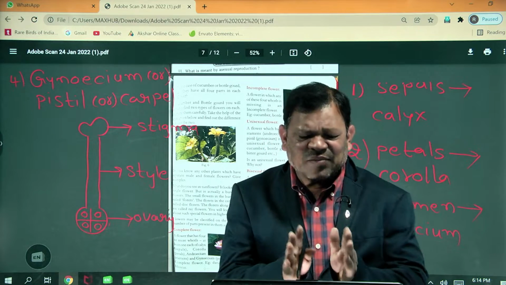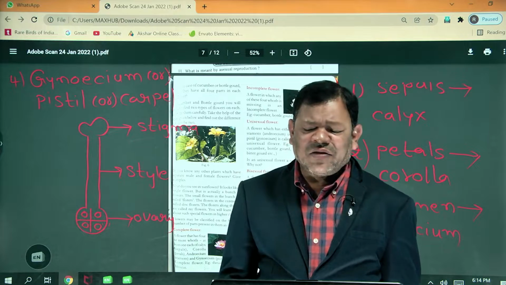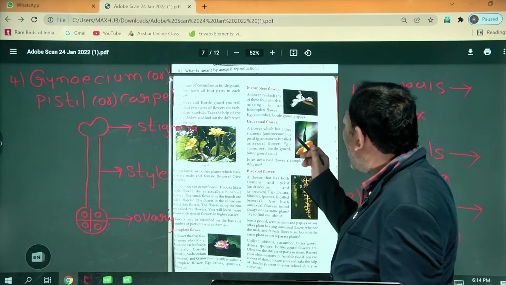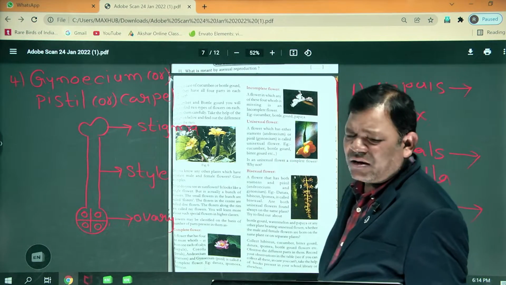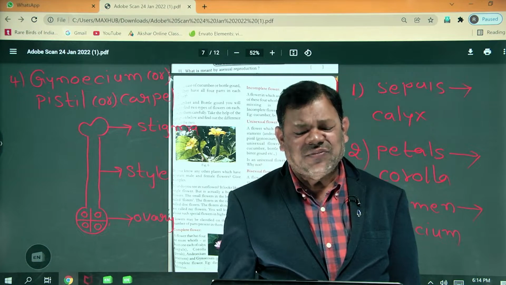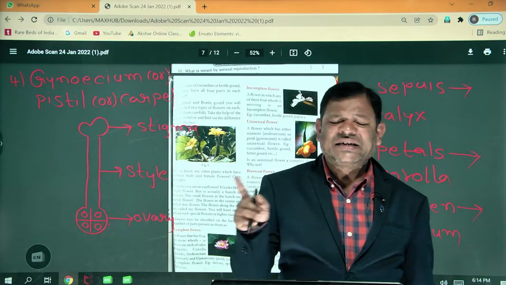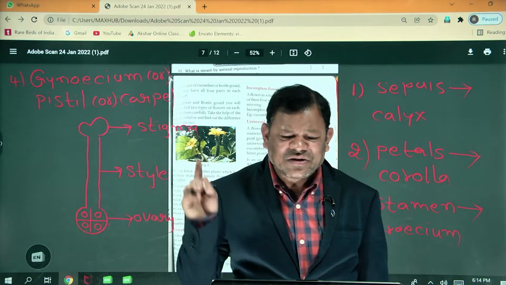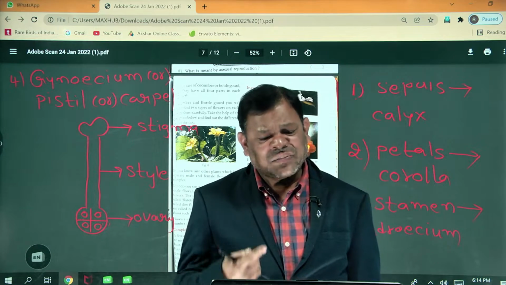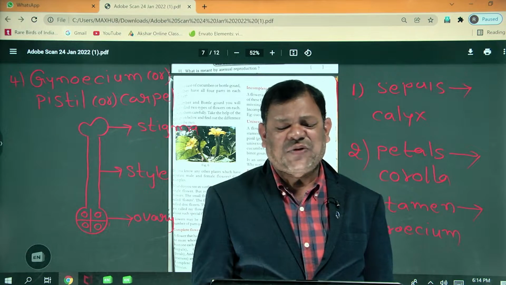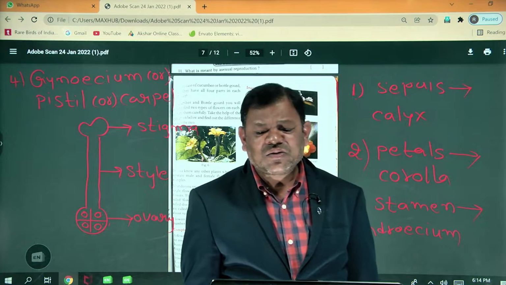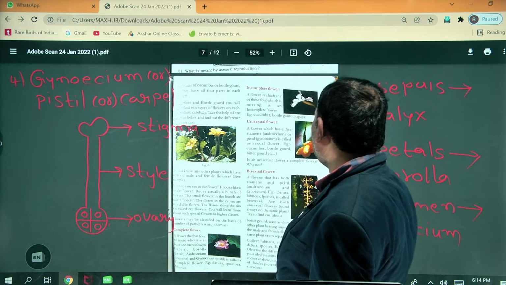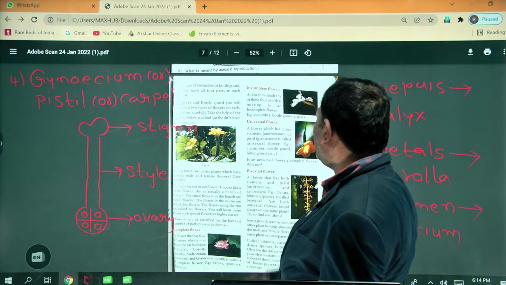At the same time, some plants also have unisexual flowers. A flower which has either stamens, that is androecium, or pistil, that is gynoecium, is called unisexual. If the flower contains gynoecium, that is unisexual. If the flower contains androecium, that is also unisexual. Any one of the sexes is present, that is known as a unisexual flower. Example: cucumber, bottle gourd, bitter gourd.